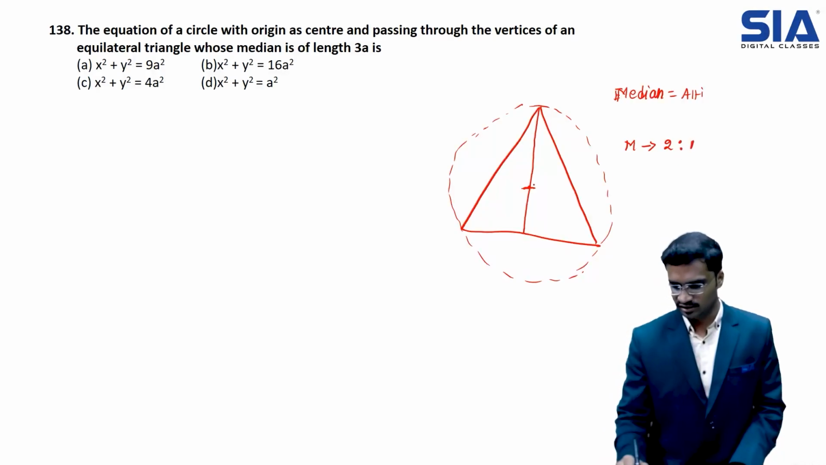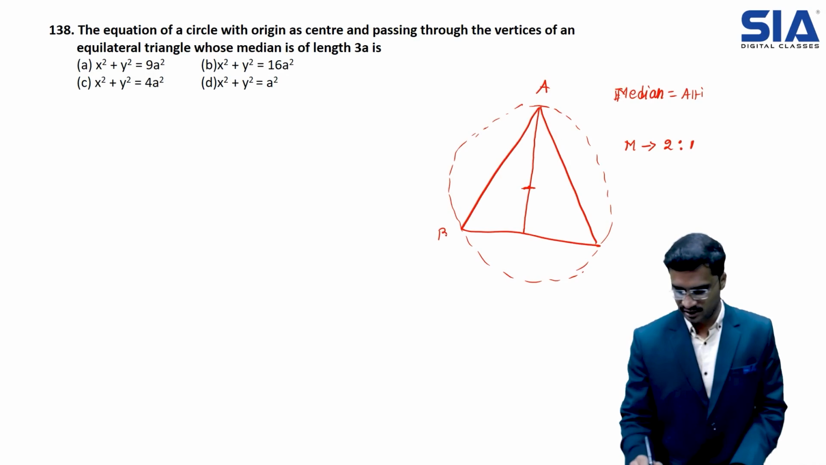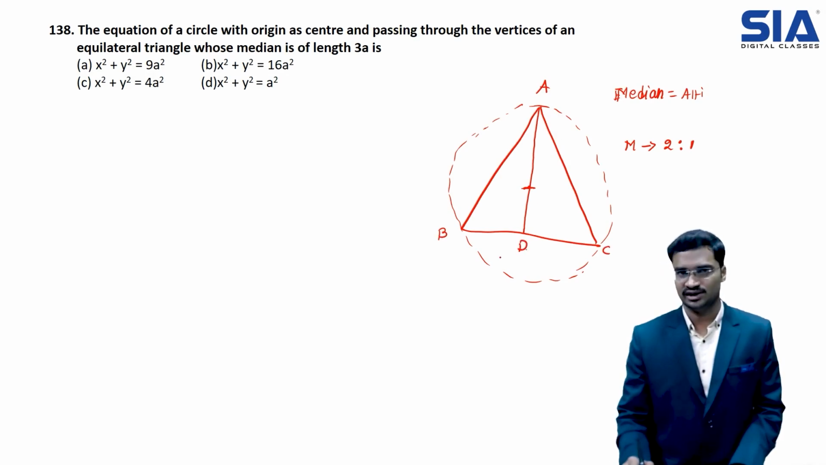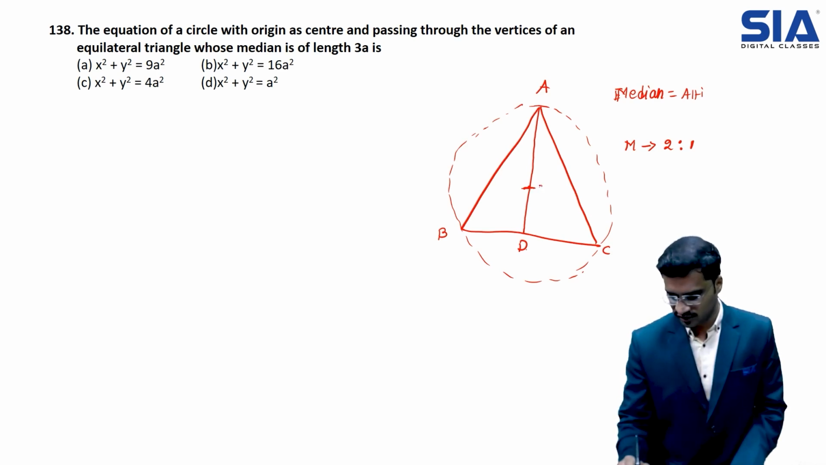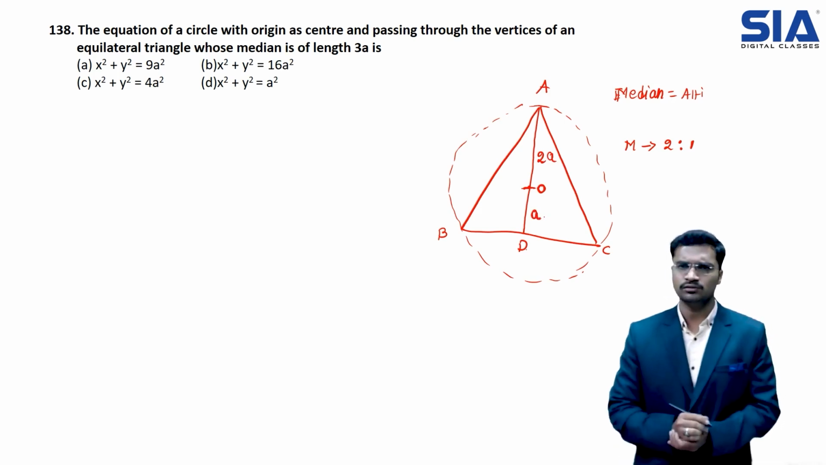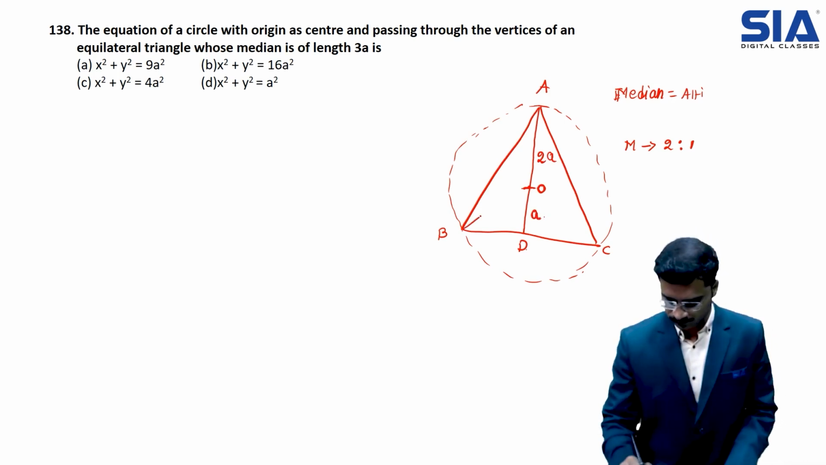So let us assume this triangle as ABC and AD is the median. The total length of AD is given as 3a. Then, supposing this is O, the length of AO will be 2a, and the length of OD will be a. Now, the radius of the circle will be what?